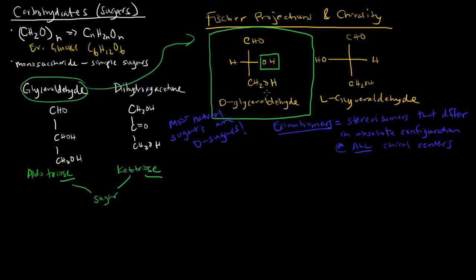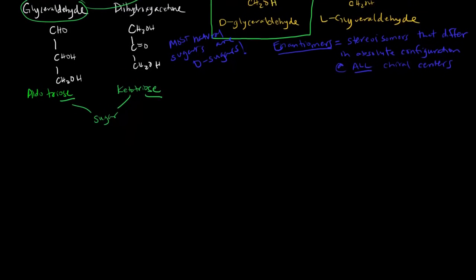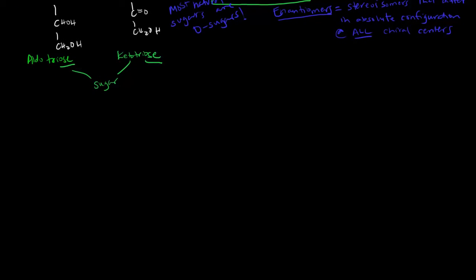Okay, so there are, however, these things called diastereomers, which I'm sure you've heard the term before. What are diastereomers? Diastereomers are stereoisomers that differ in at least one but not all stereocenters.